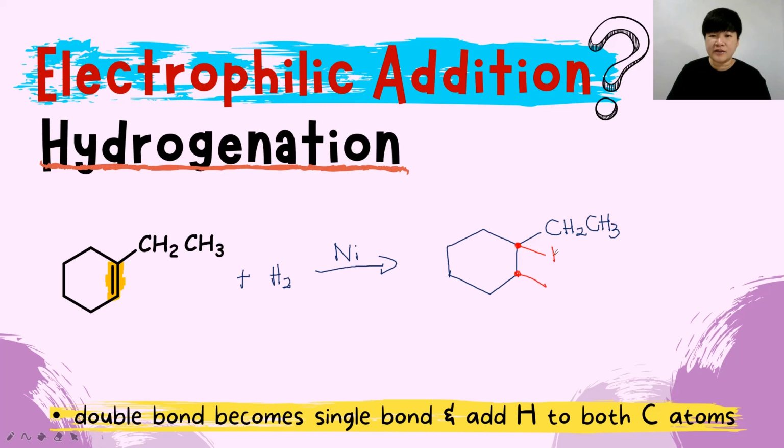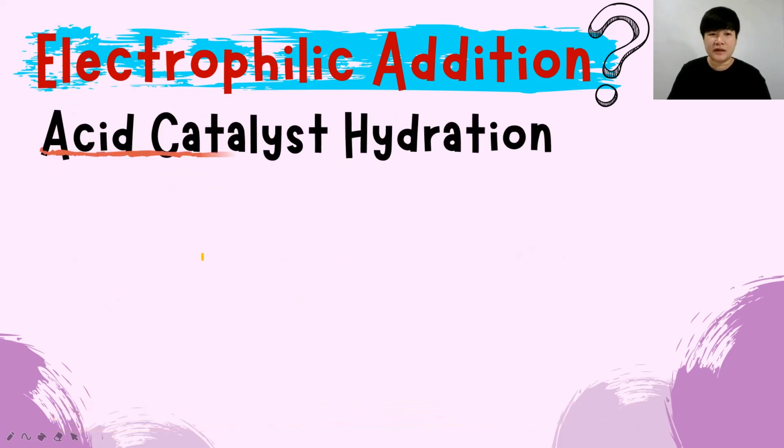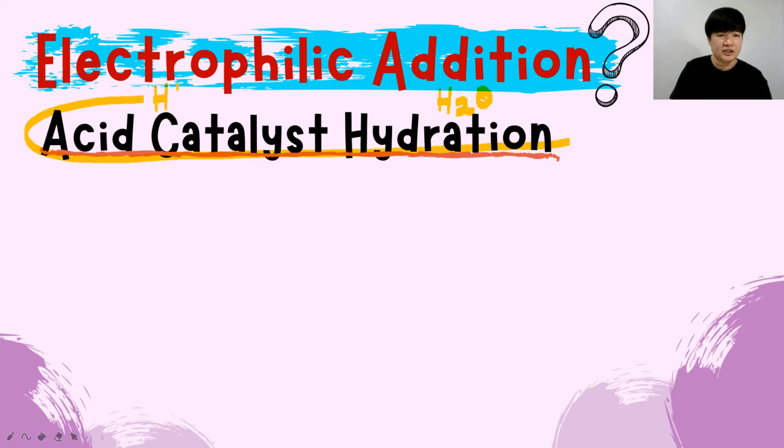And hydrogen is added in because it's a process of hydrogenation where we are adding in hydrogen gas. Easy, simple. Let's move on. Let's look at the second electrophilic addition, where you have your acid catalyst hydration. Hydration, H2O, acid catalyst H+.